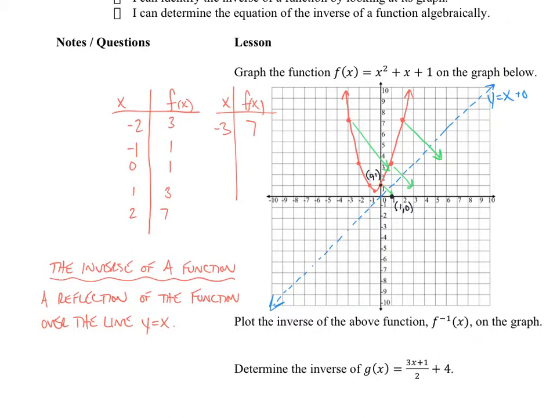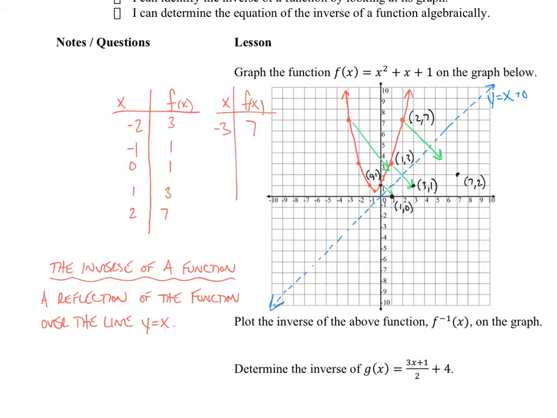That's not a coincidence. For example, this point here is the point (1, 3). When I reflect it, I will end up at the point (3, 1). And you can see this pattern start to emerge. If this is the point (2, 7), then its reflected point is the point (7, 2). And we start to map the path of this parabola.